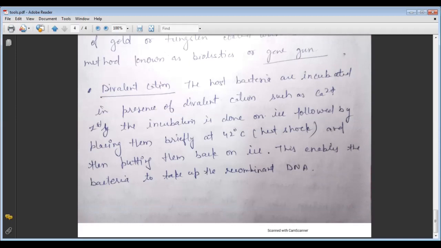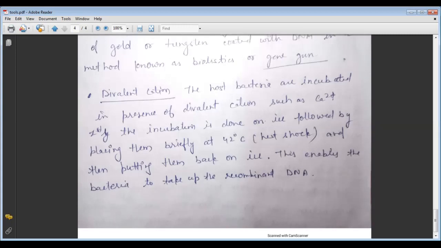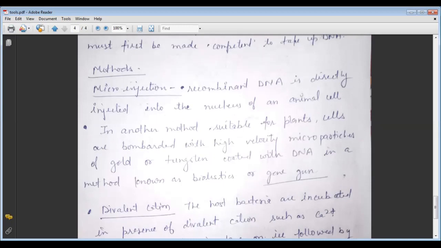the incubation is done on ice, followed by placing them briefly at 42 degrees centigrade, which is the heat shock, and then putting them back on ice. This enables the bacteria to take up the recombinant DNA. Another method is microinjection, by which the recombinant DNA is directly injected into the nucleus of the animal cell. And the last is called the gene gun.